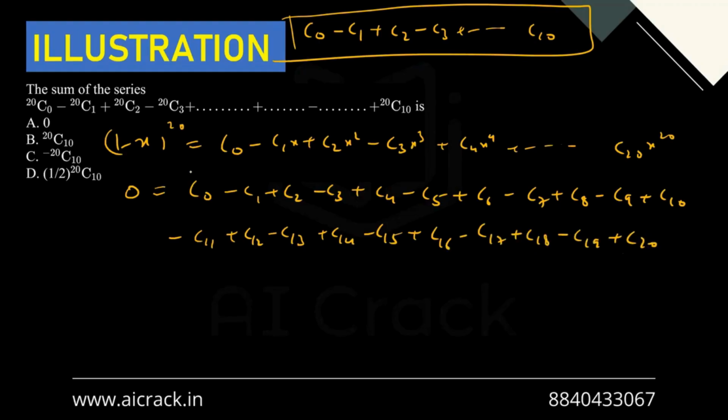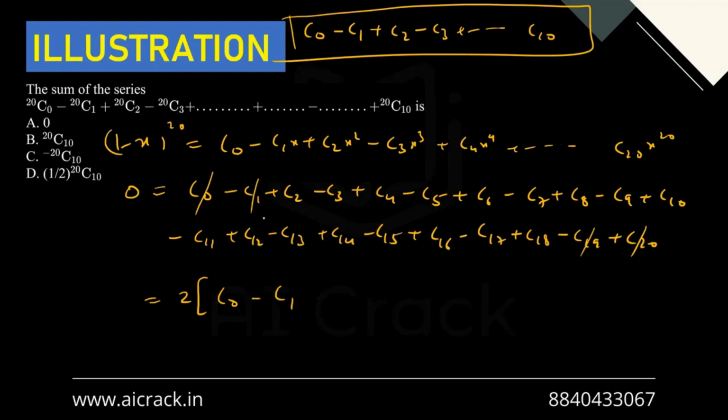Okay. Now, can we say that C0 is same as C20? Why? Because nCr equals nC(n minus r). We know this property, right? Since nCr equals nC(n minus r), we can say that 20C0 is same as 20C20, right? So we can write this as 2 times C0, right? This one, 2 times C0 minus 2 times C1, right? This one and this one. C1 is same as C19.